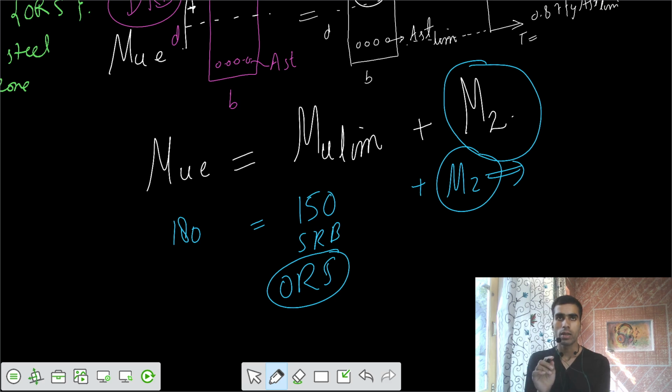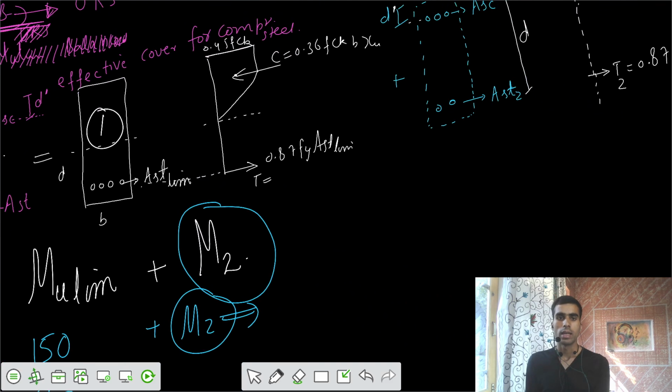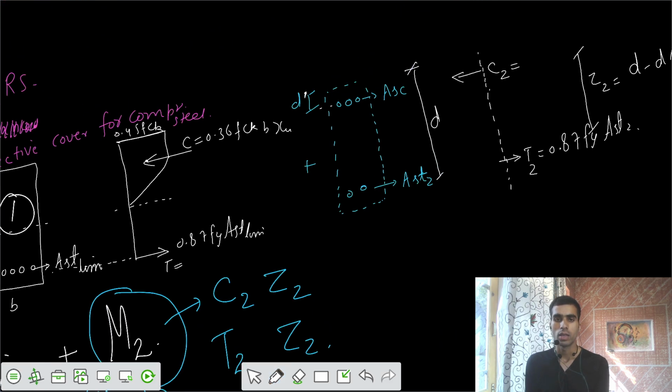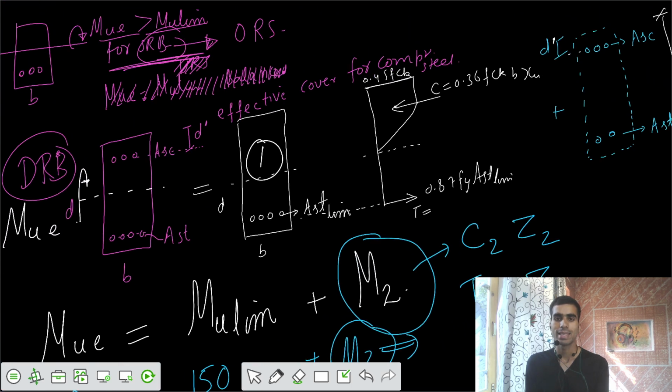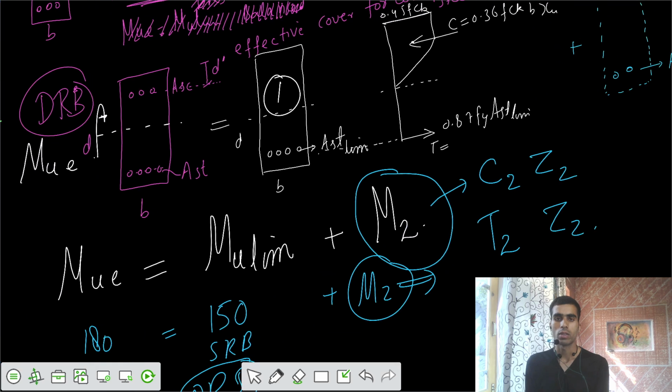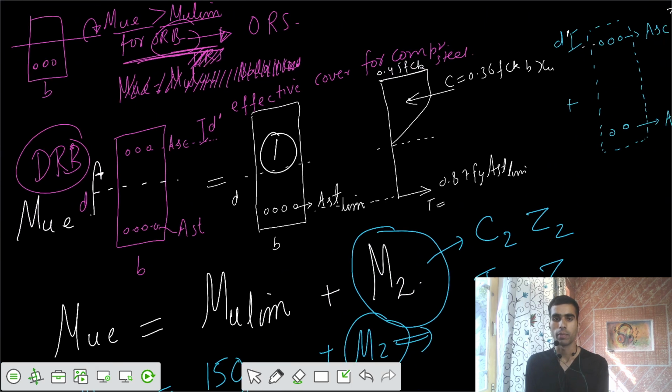And if I don't want that over reinforced section, I want the design of a doubly reinforced section. So that design is in this fashion. That M2 is to be resisted by some C force, C2 force into some lever arm Z2, or it can be resisted by some T force, T2 force into lever arm Z2. So this is the general approach for the doubly reinforced beam. Okay.